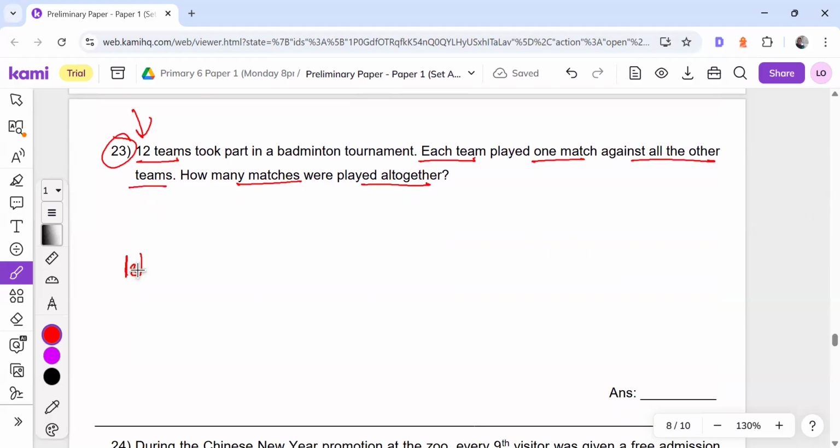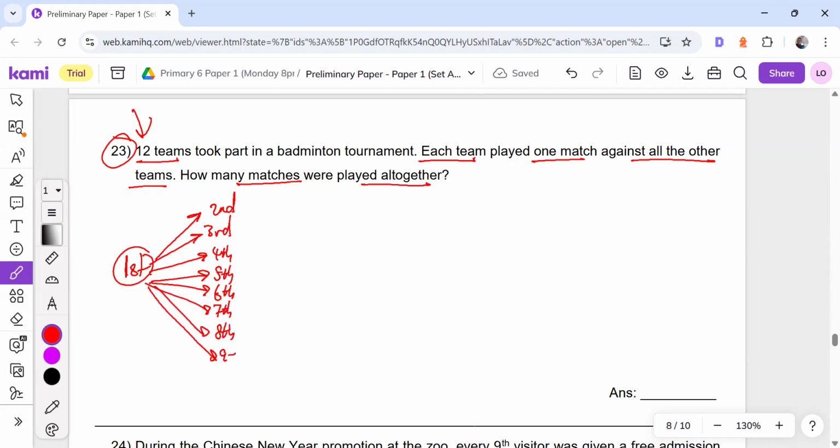The first team, quite easy. It's something called branching. Play with the second team. Then after that, play with the third team. Then fourth, then fifth. So you have to do this. 6, 7, 8, then 9, then 10. Okay, that's a lot lah. Then 11. Okay, but there's a pattern. If you can see a pattern, you don't have to do all this, right?